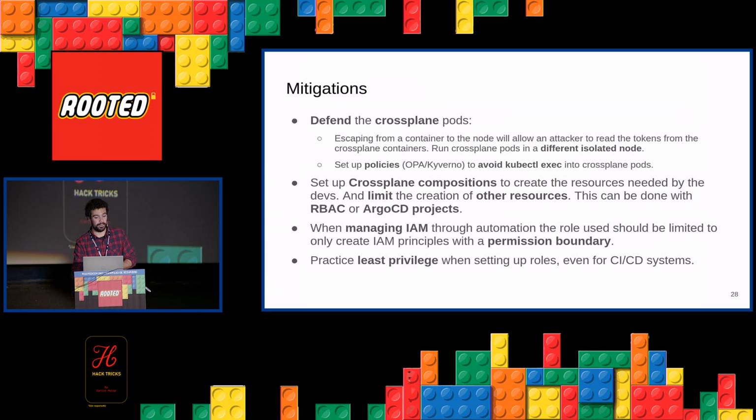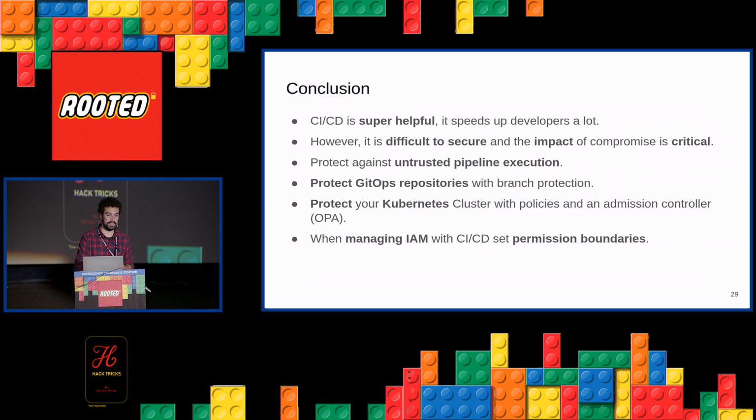Again, the mitigations for this are the same as before. Use Argo CD projects. You can also use Crossplane compositions. Those compositions are sort of like templates of things that you want your developers to be able to create, and then you can use Argo projects or RBAC in Kubernetes to deny all the other resources, to avoid other resources from being created. Also, when you're managing IAM permissions, you should be using permission boundaries. Yeah, overall, least privilege always.